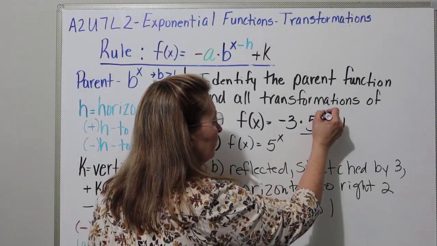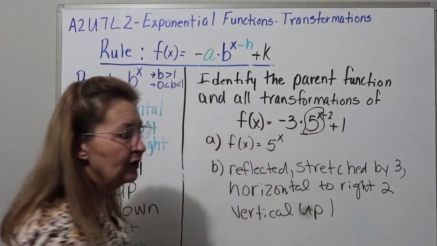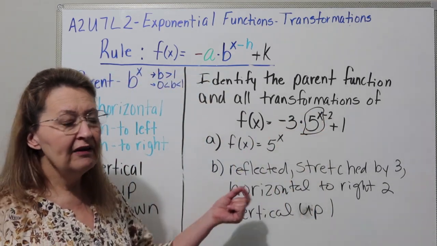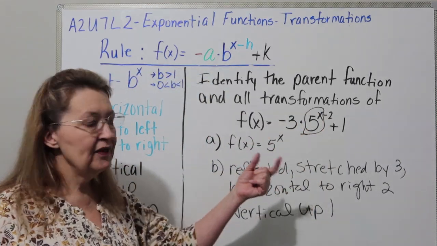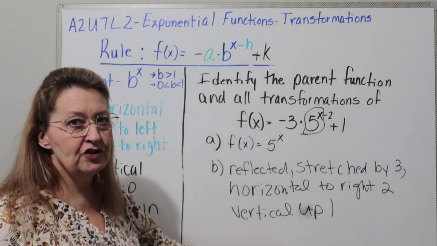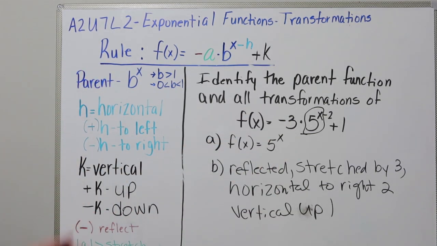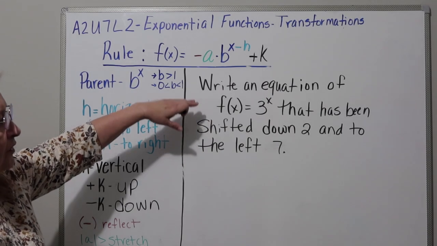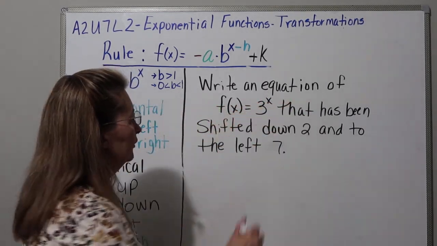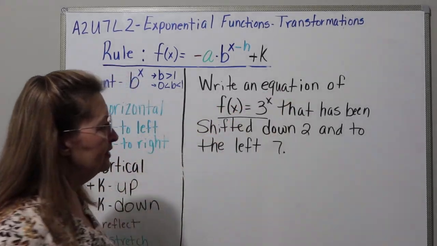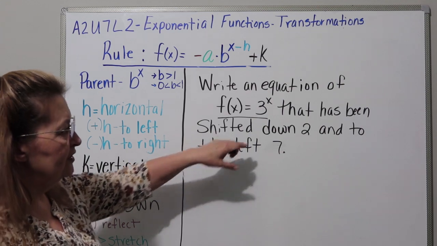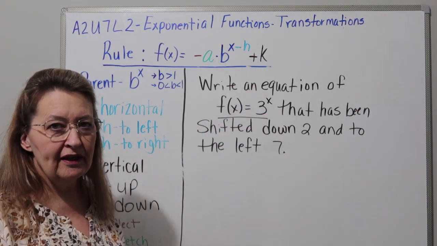Okay? Just go through it piece by piece. Once you pick out this part, your parent graph, everything else has to be accounted for. Everything else means a transformation. So you just follow your rules. They're all right here. And lastly, we want to write an equation of f of x equals 3 to the x that has been shifted down 2 and to the left 7.